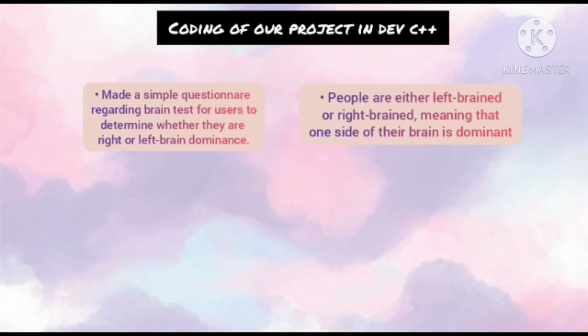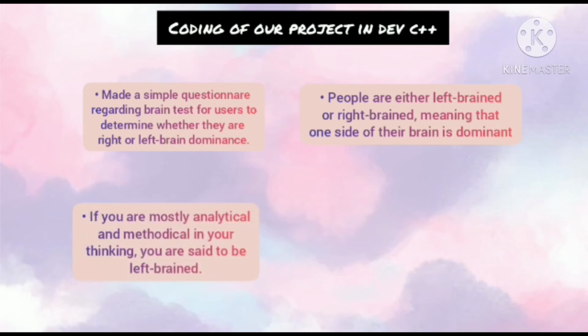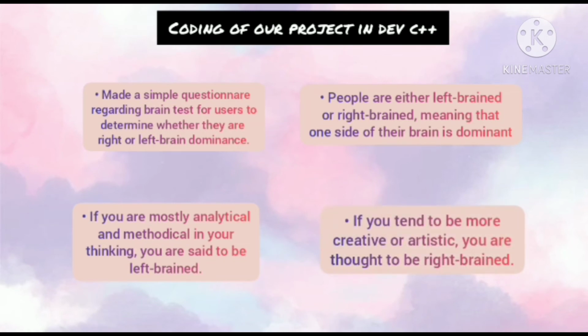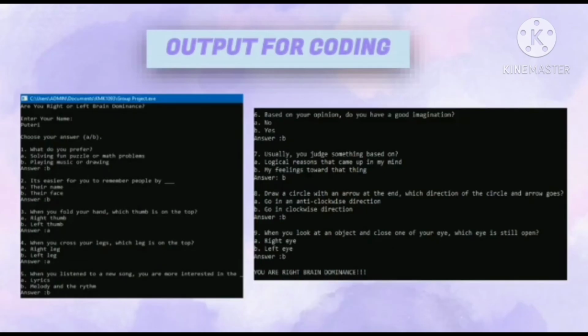brain is dominant. Third, if you are mostly analytical and methodical in your thinking, you are said to be left brain. And fourth, if you tend to be more creative or artistic, you are thought to be right brain. This is the example output for our coding.